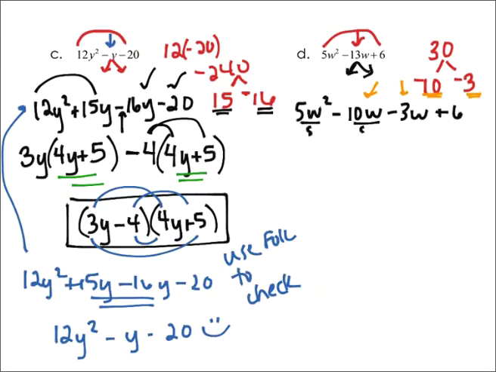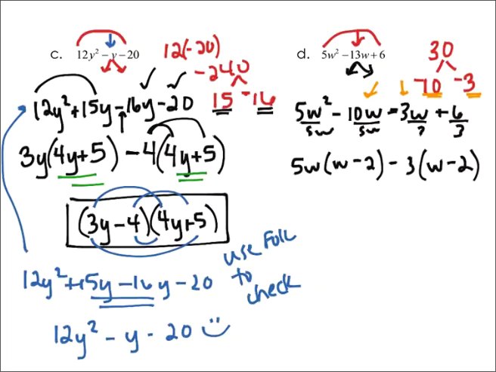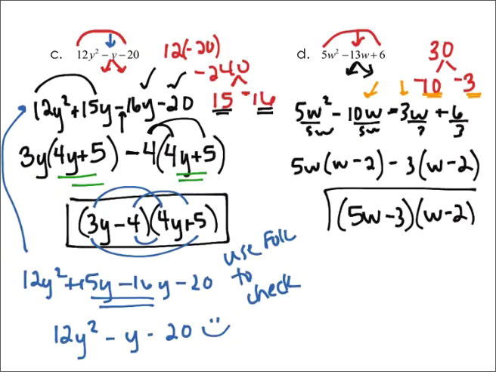Alright, so I'm looking for the GCF in these first two terms, and I can divide those both by a 5w. So I've got 5w, and I'm left with a w minus 2. The next has a negative sign, so write minus. You can divide both of these by 3, and I'm left with w minus 2. My parentheses match, I'm good to go. Write down the GCF, 5w minus 3, and w minus 2. We're good. Yay!